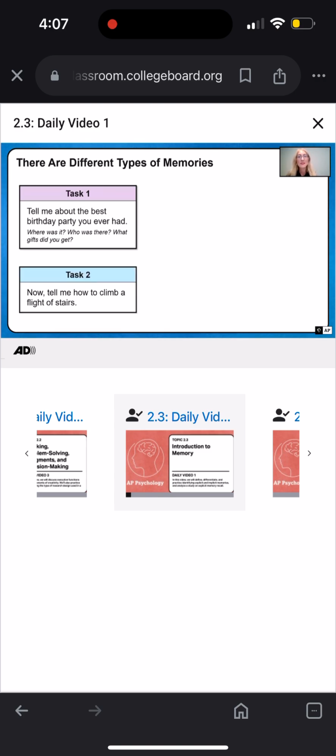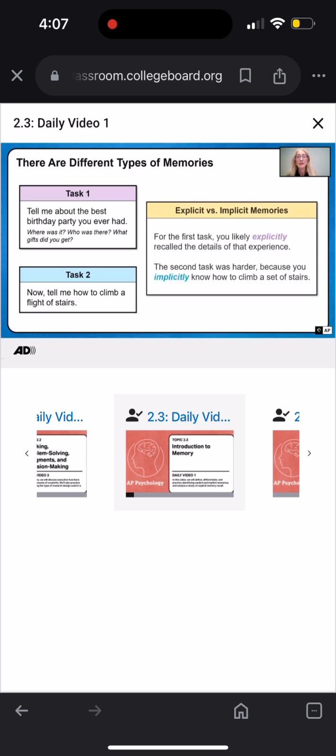But how about this? For task 2, I want you to tell me how to climb a flight of stairs. This is a little bit more difficult. And what we're demonstrating here is the difference between an explicit and an implicit memory. For that first task, you likely explicitly recalled all the details of that experience. And in the second task, it was much harder because you really implicitly know how to climb a set of stairs.